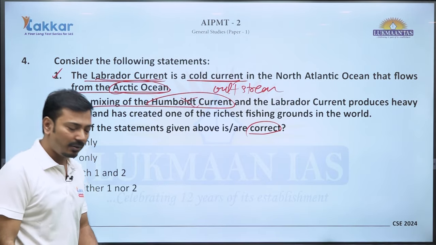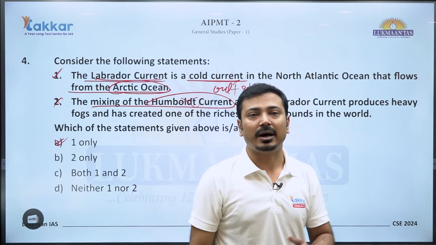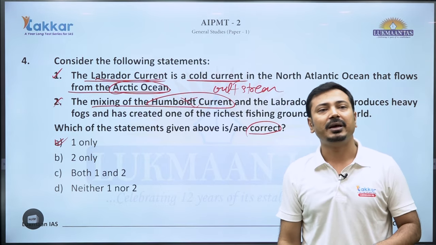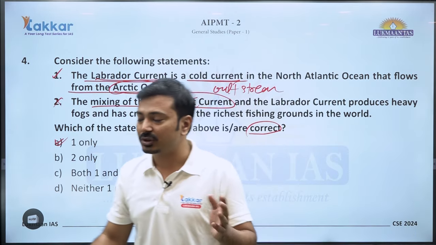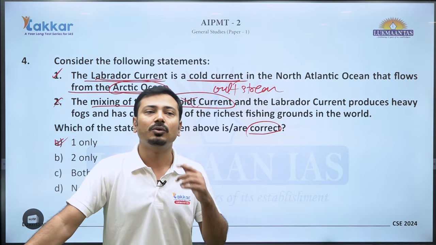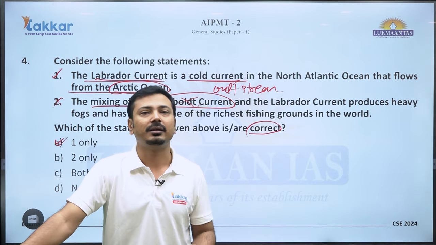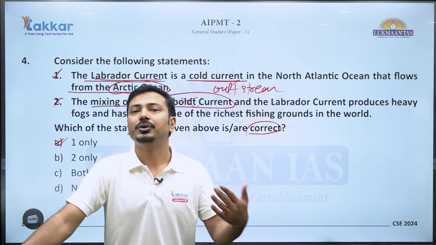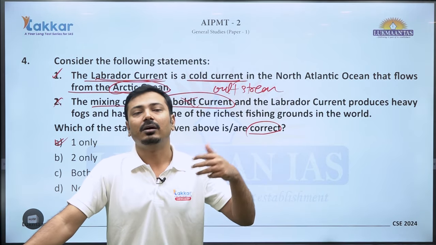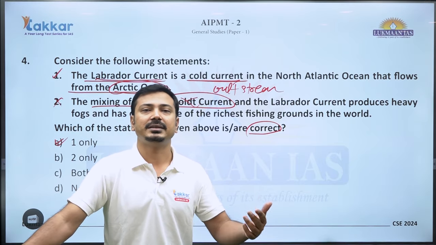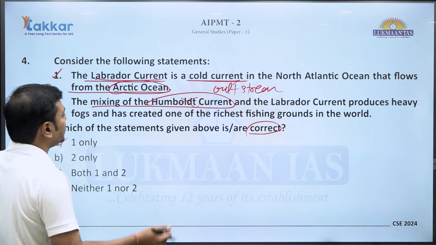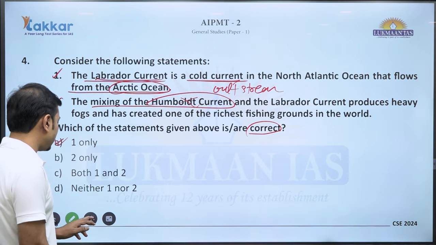So yes, those who have done the ocean currents part, mapping is very, very important. Along with that, UPSC has already asked a question on ocean currents thrice in the mains examination. Same question: fishing grounds and all these things. So we know that the mixing of cold current and warm current leads to replenishment of nutrients and the abundant growth of phytoplankton and then dependent fish growth. So we can say that these are the areas where a large amount of fish catch can be there and fishing grounds are there. Okay, so A is the correct answer here.